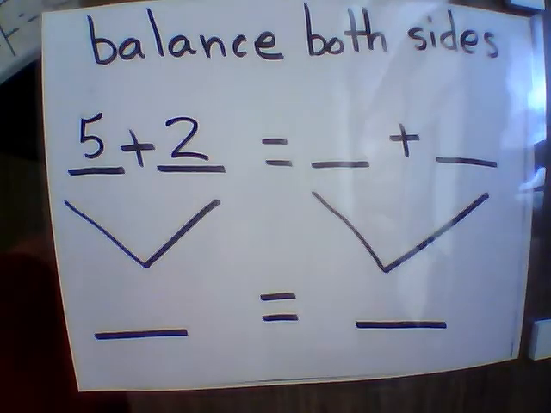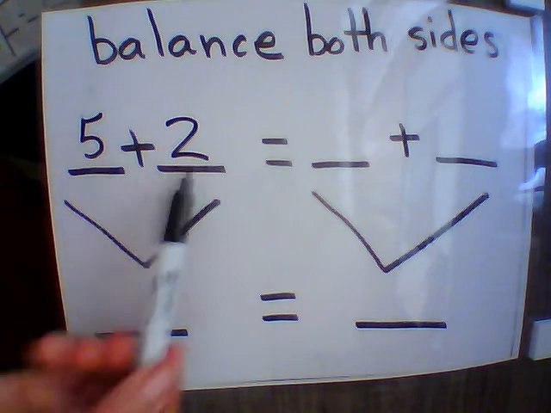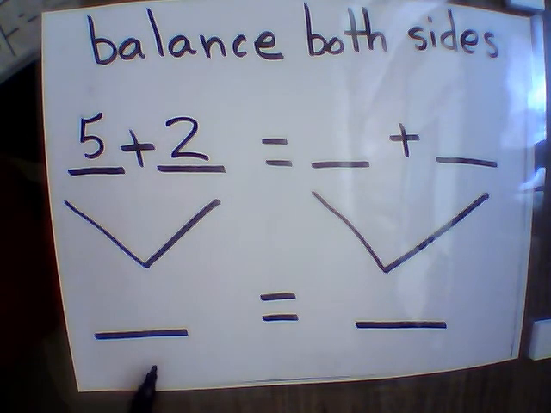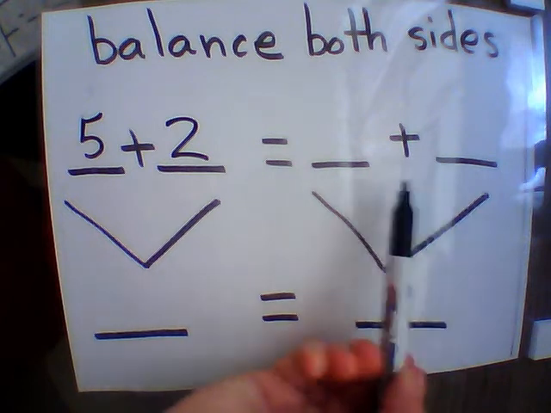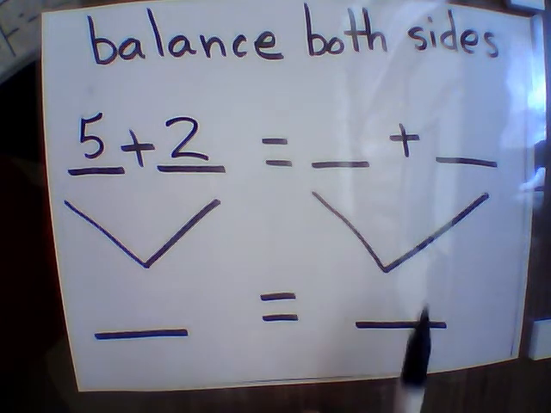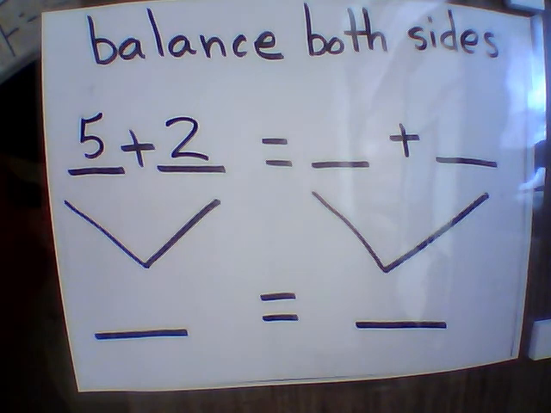Moving on to balance both sides. So remember, you need to find out what 5 plus 2 equals. We're putting it down here. And then we're deciding another equation that equals the same amount and making sure that that number equals the same on both sides. So do that now. Pause the video, do that, and then come back when you have done.